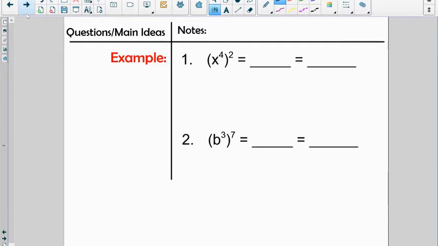So example number 1, we have x to the 4th power raised to the 2nd power. Again, the 4 and the 2 are both exponents right next to each other. And that means that we want to take those two exponents and multiply them. Since 4 times 2 is 8, we would get x to the 8th power. In number 2, we have b cubed to the 7th power. So we just need to multiply the exponents 3 and 7, and we get b to the 21st power.